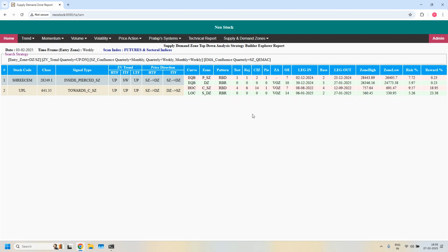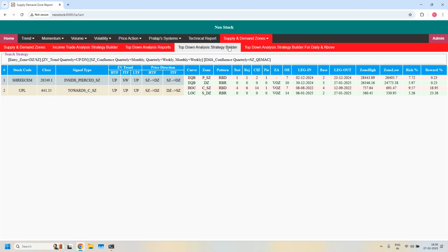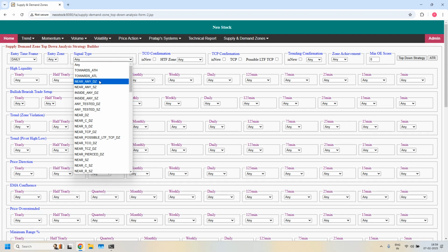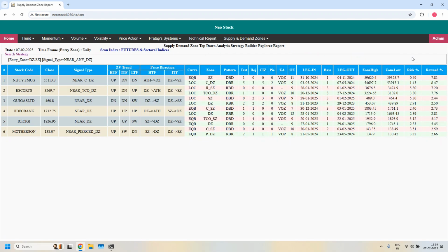Okay, this is about weekly time frame. Next, let us look into the daily time frame. Entry time frame daily, let us find the stocks near daily demand zone. We got 6 stocks.